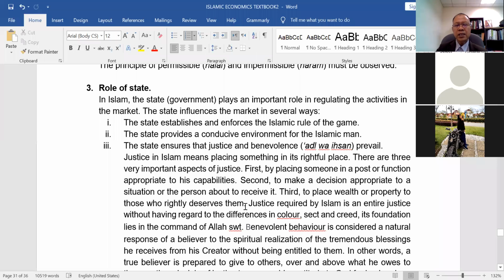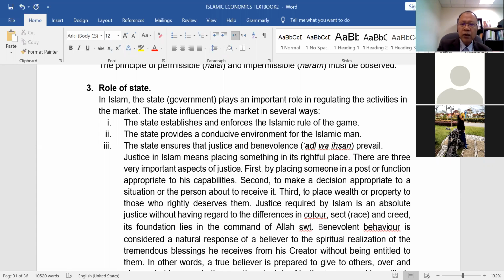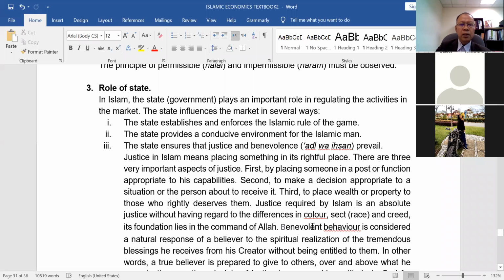Justice required by Islam is an absolute justice without having regard to the differences in color, the color of the people, the sect, or race of the people, and creed. So the foundation of justice lies in the command of Allah.